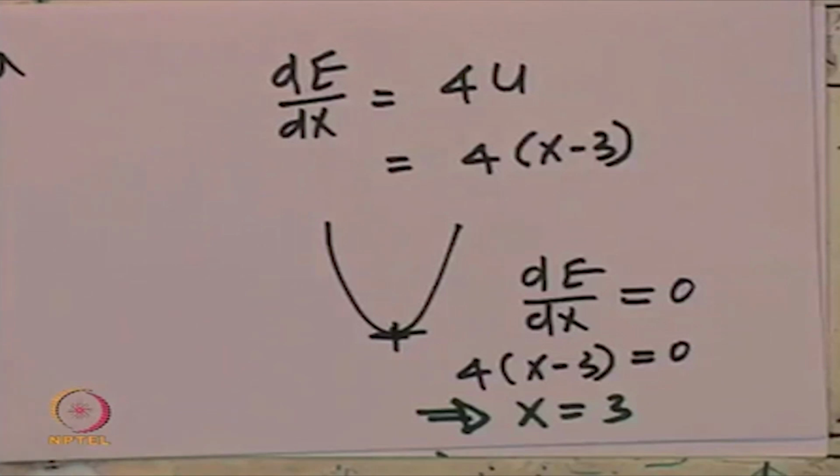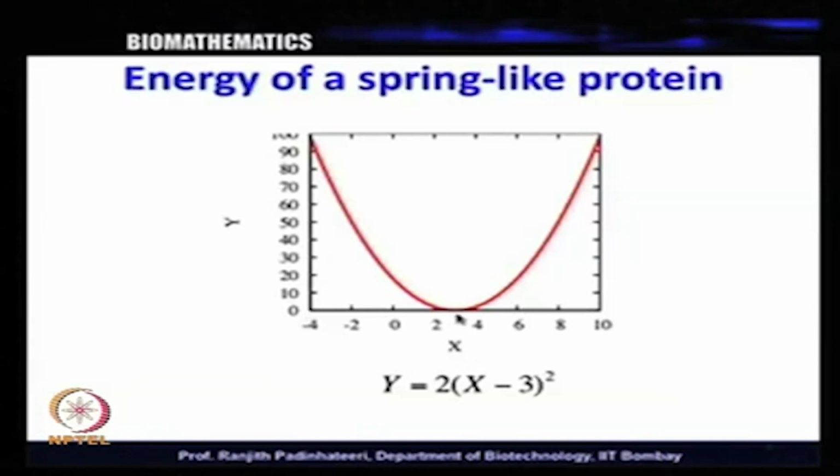Now let us look at this plot once more. Look at this point, between 2 and 4, this is actually 3. We just found that if we calculate the derivative and equate that to 0, we get 3, and exactly at 3 you have the minimum of this function. The minimum of this function is at x equal to 3. So, what did we learn? We learned that you take a function, find the derivative, equate the derivative to 0, and you will get the maximum or minimum of that function.